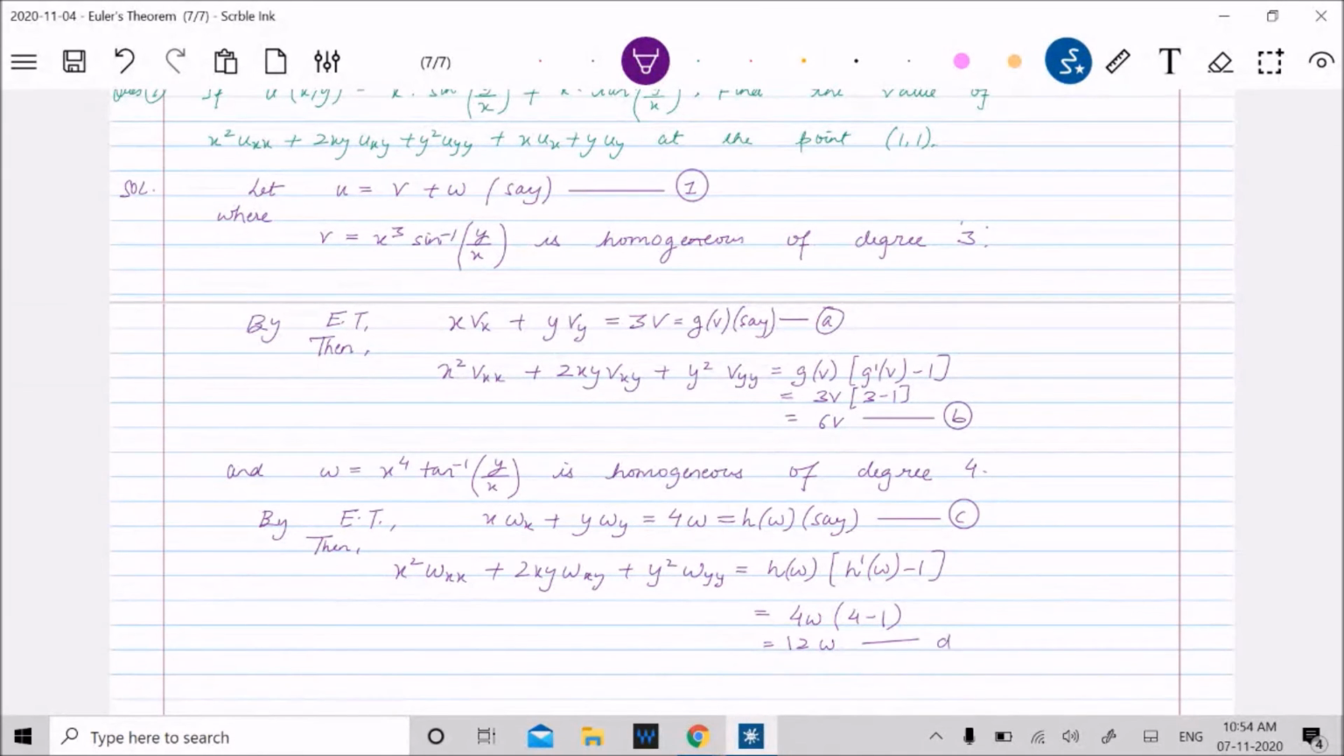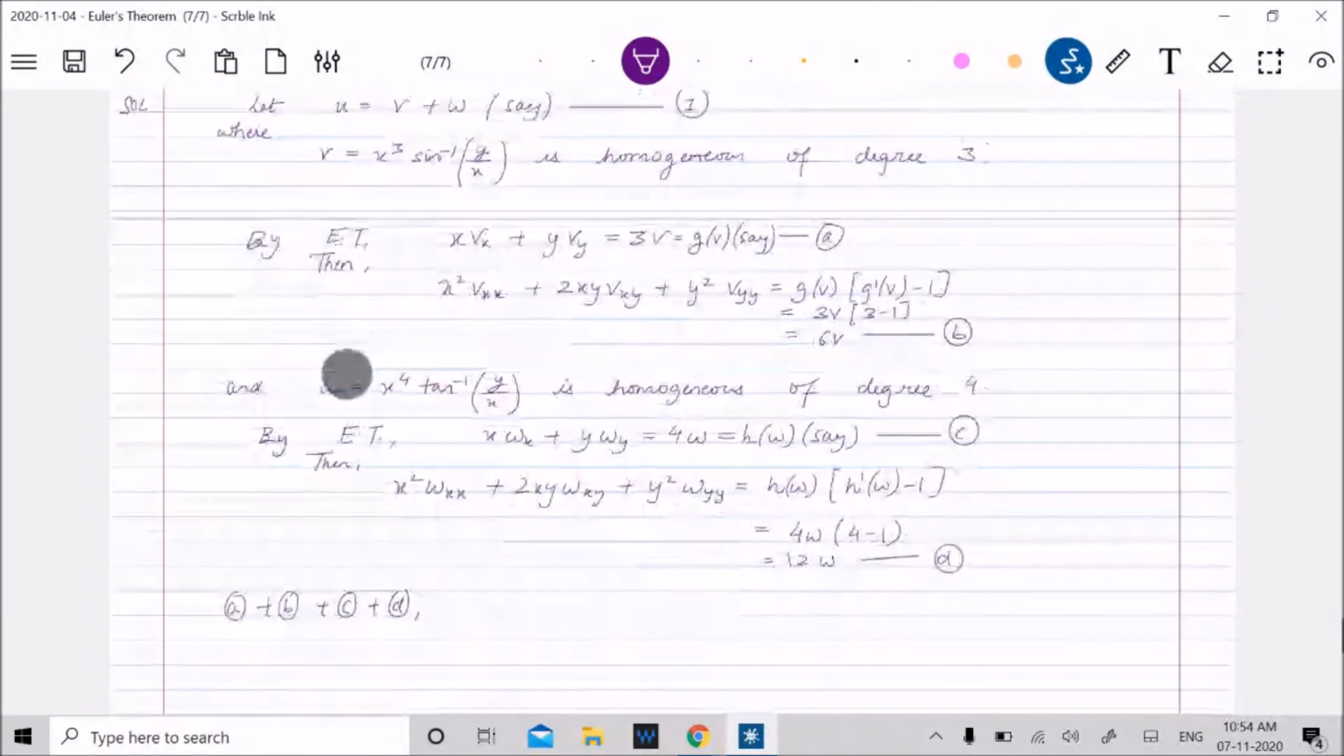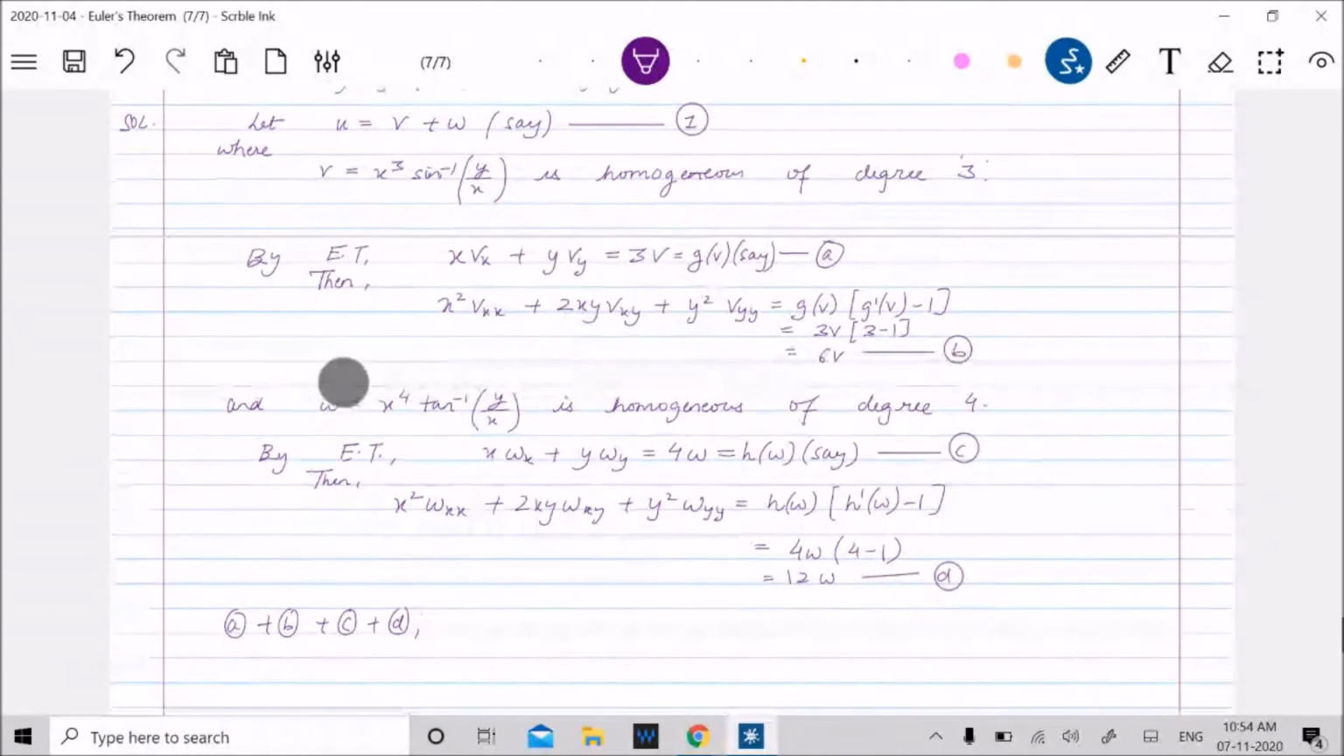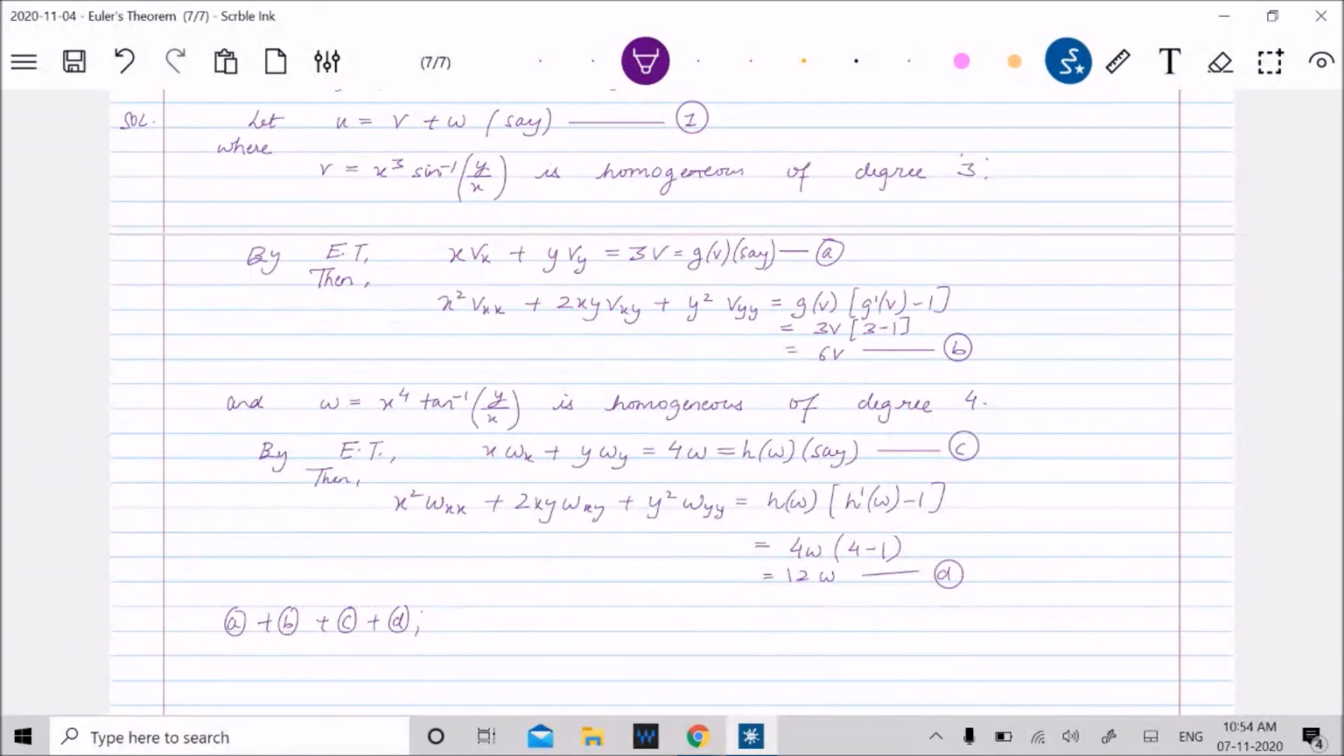So this is your equation number D, and now we can add all equations A plus B plus C plus D. On adding them, when you add equation number B and D first, look carefully, B and D, their first terms, then x² will be taken common.